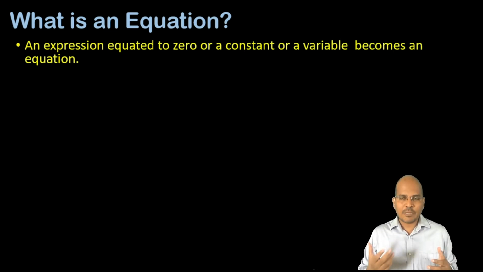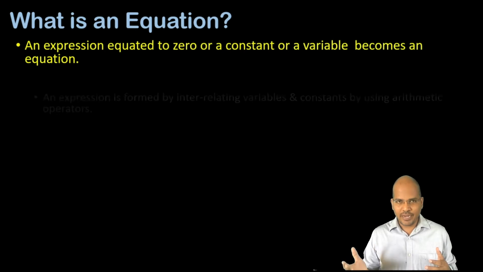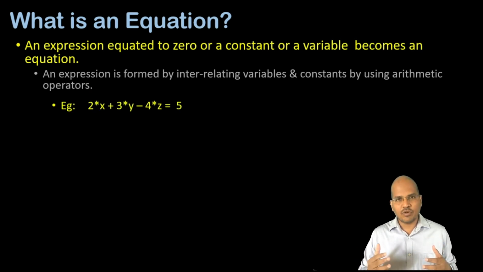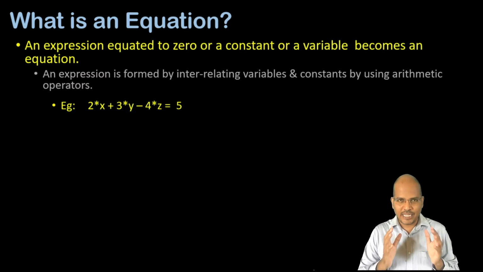And what is an expression? An expression is formed by interrelating variables and constants by using arithmetic operators. For example, when I say 2x plus 3y minus 4z is equal to 5, in this case, x, y, z are called variables, 2, 3, 4 are called constants, and I am interrelating x, y, z with 2, 3, 4 using multiplication, plus, minus.